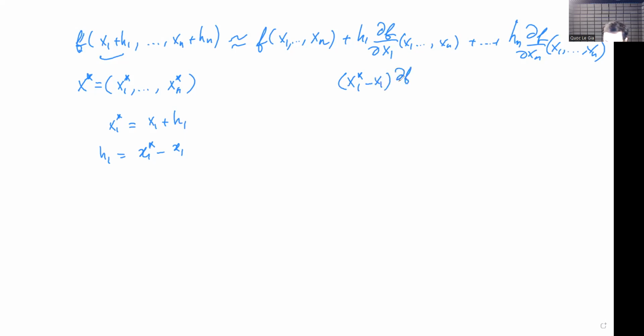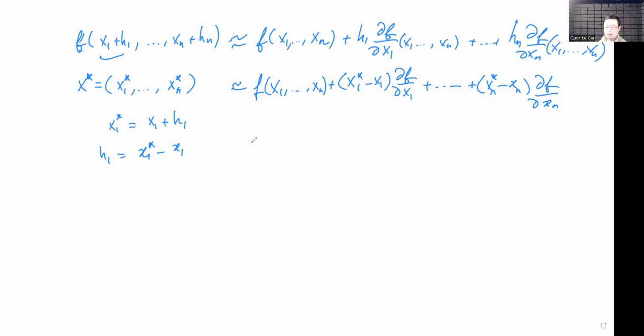And partial f over x1 at the point x1 up to xn, up to hn, which now becomes xn star minus xn, partial f with respect to xn. It is just a change of variable. And this one is still f of x1 up to xn. So that is how I get the equation.